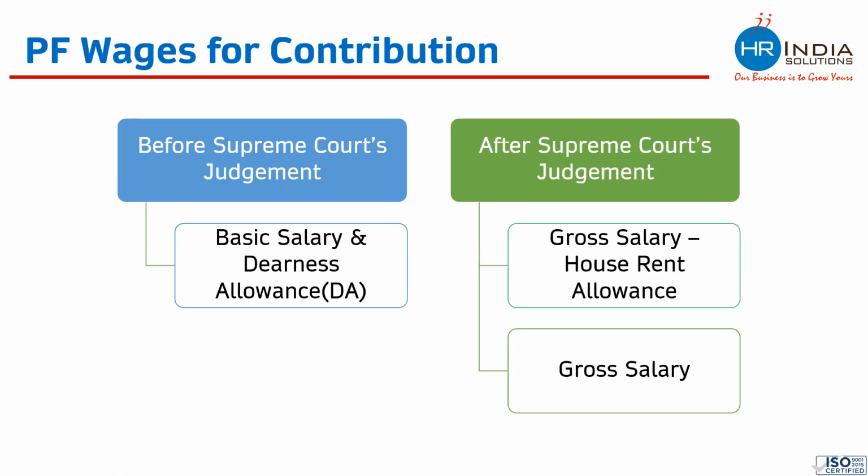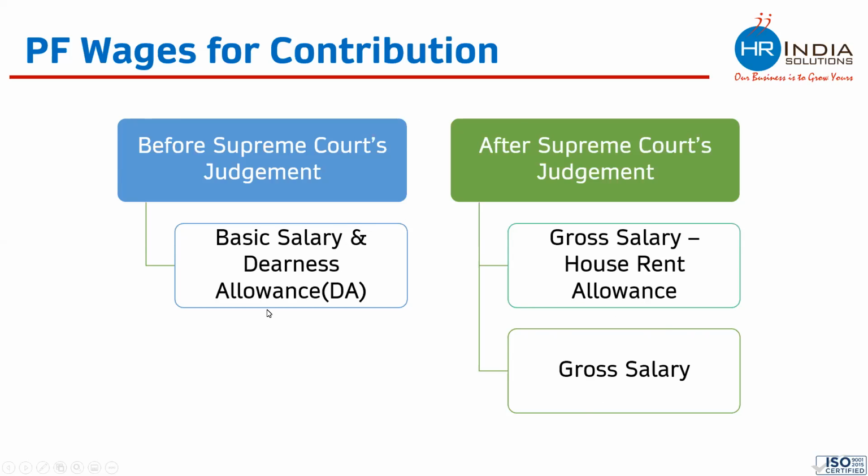But post the Supreme Court's judgment in 2019, we employers got divided into a few categories. Some have started contributing PF on the entire gross salary minus house rent allowance, and another category has started contributing on the entire gross salary, right? Why? Because that Supreme Court judgment questioned all those allowances on which the employers were not contributing PF, and asked why the employers are not contributing on these allowances.